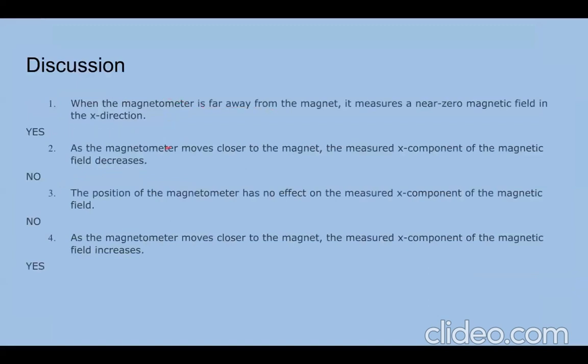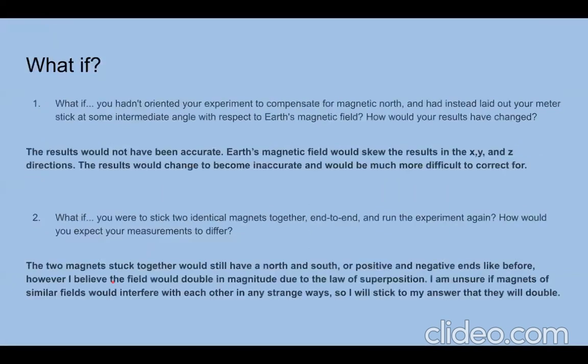And discussion: when the magnetometer is far away, it measures a near zero magnetic field. Yes, I found that to be true. As it moved closer to the magnet, the magnetic field in the X value did not decrease. It actually increased a lot. The position of the magnetometer has no effect on the measured X component of the magnetic field? No, the position matters a lot. It was very important to determine where in the phone the magnetometer was.